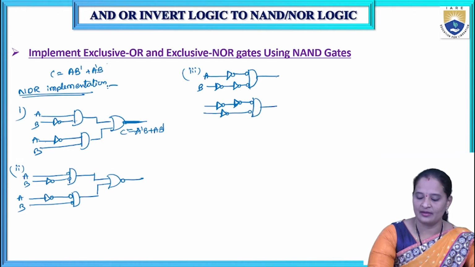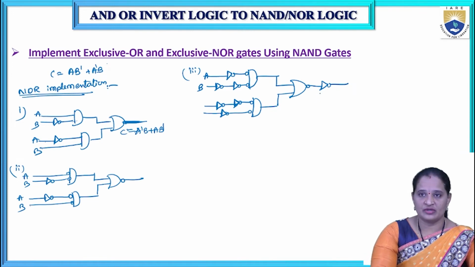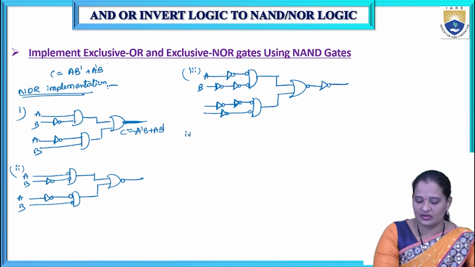Do these two lines receive any bubble? No. We only have a bubble at the output side. That is why we are placing the bubble at the output side of the OR gate. Now coming to the fourth step: eliminate double inversion.